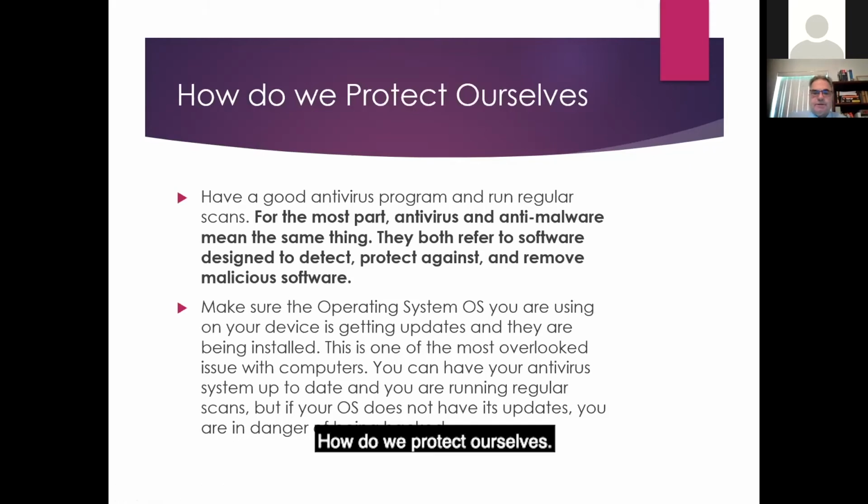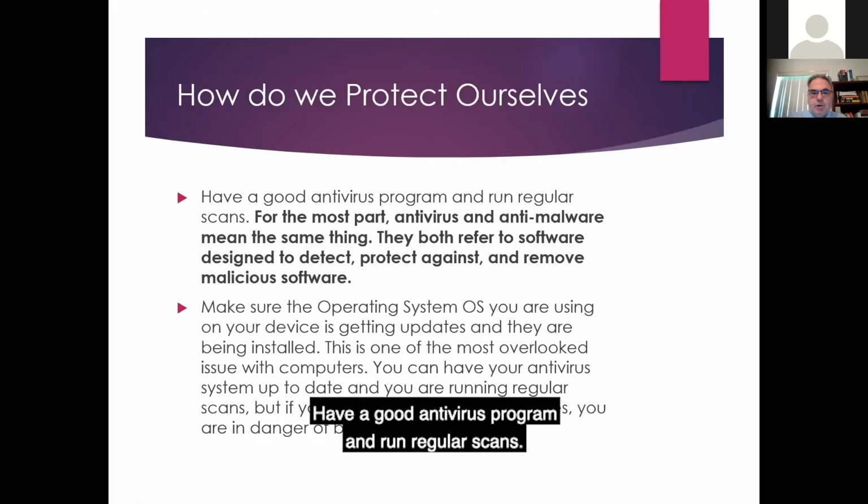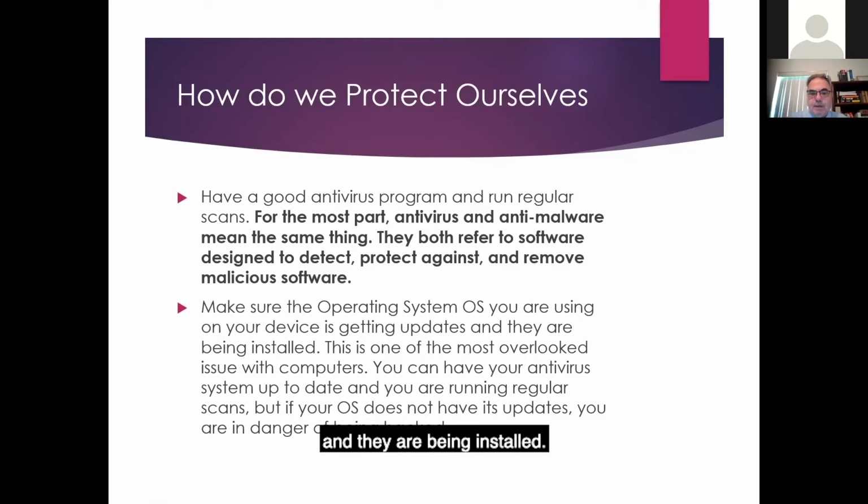Okay, how do we protect ourselves? Have a good antivirus program and run regular scans. For the most part, antivirus and anti-malware mean the same thing. They both refer to software designed to detect, protect against, and remove malicious software. Make sure the operating system (OS) you are using on your device is getting updates and they are being installed. This is one of the most overlooked issues with computers. You can have your antivirus system up to date and you're running regular scans, but if your OS does not have its updates, you're in danger of being hacked.